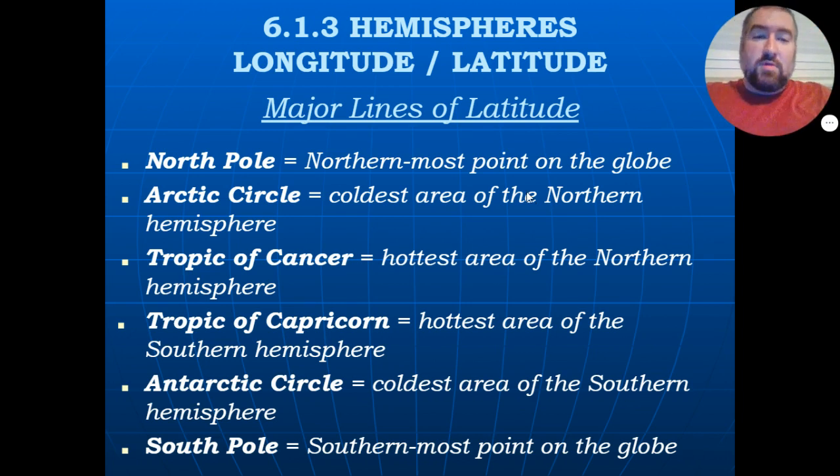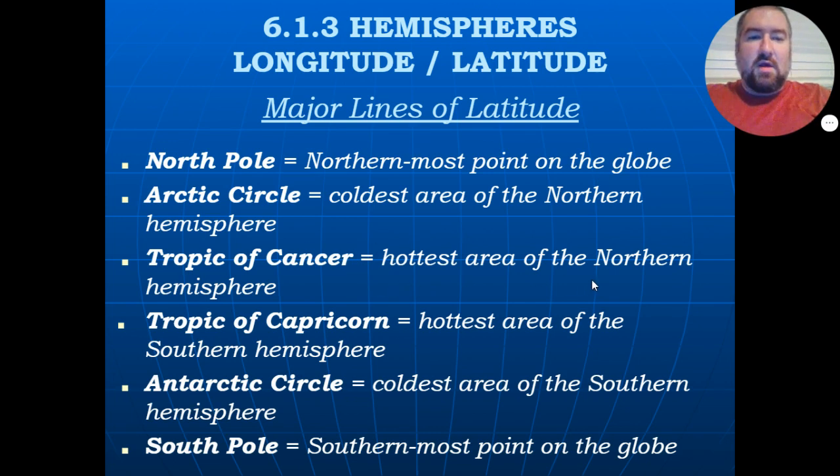So, the North Pole is the northernmost point on the globe. So that's going to be all the way up here. And like I said, that's where Santa Claus lives. The circle around the North Pole is called the Arctic Circle. Just remember, that's where the Arctic Ocean is. The coldest area of the northern hemisphere is the Arctic Circle with the Arctic Ocean.